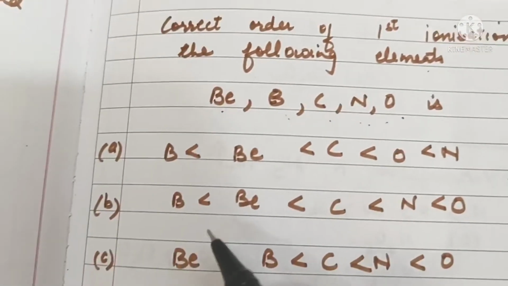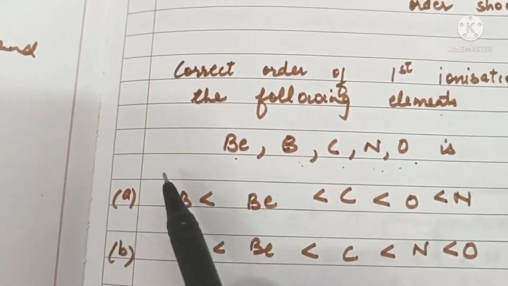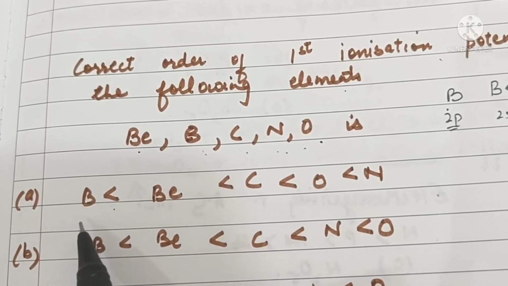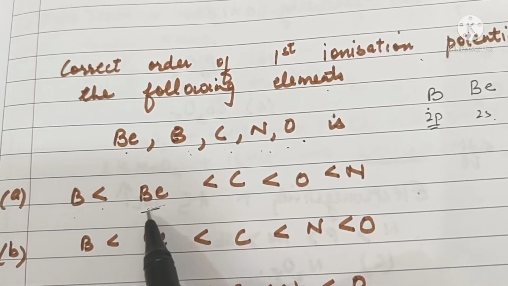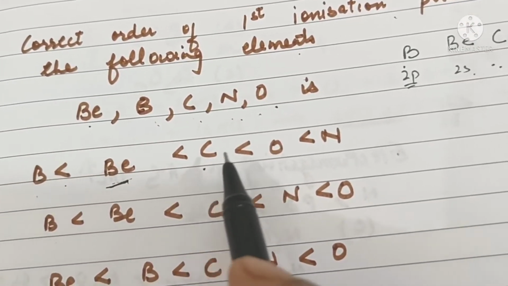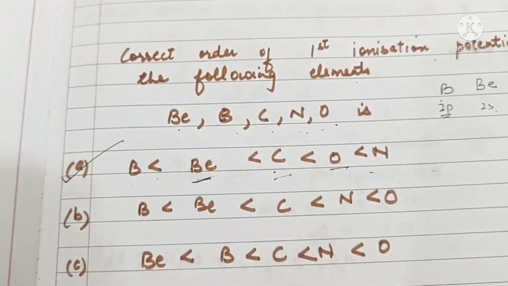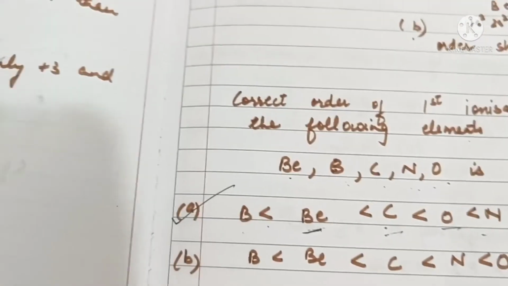So the correct order will be: boron has less ionization potential than beryllium, which has less than carbon, which has less than oxygen, which is less than nitrogen. Option A is the correct answer.